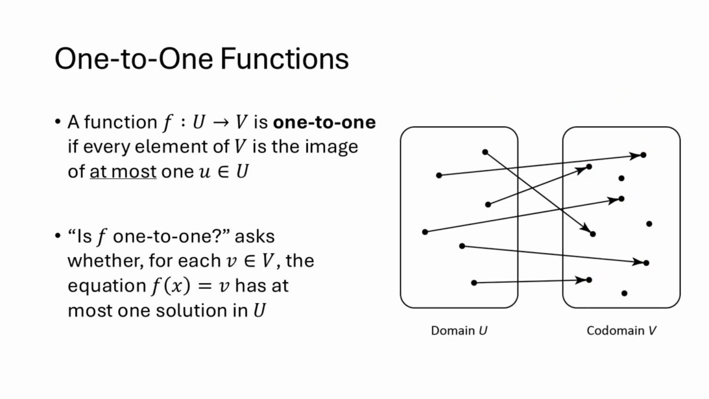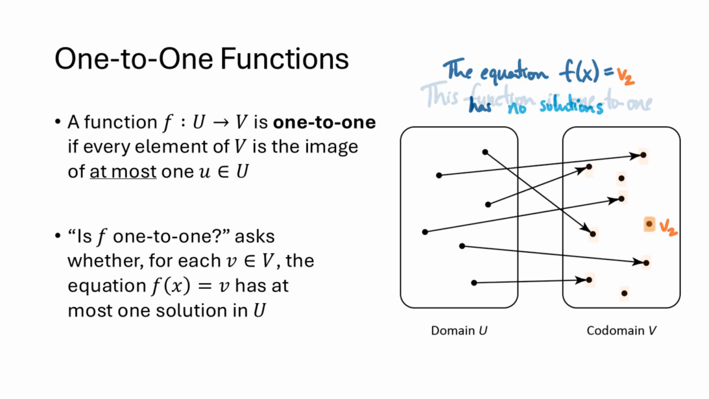One-to-one has a similar definition. A function is one-to-one if every element of the codomain is the image of at most one element of the domain. And so in this case, we're asking whether the equation f of x equals v has at most one solution in the domain u. So for this codomain element v1, we see that the equation f of x equals v1 has one solution. But for this codomain element v2, the equation f of x equals v2 has no solutions. There are no domain elements pointing to that codomain element v2.